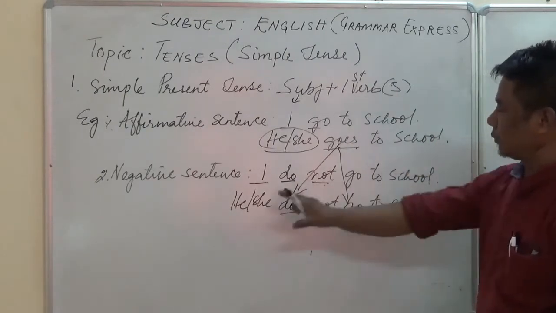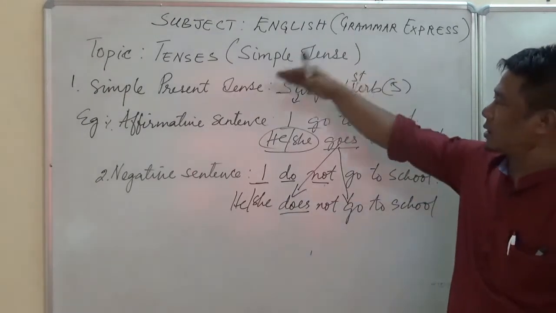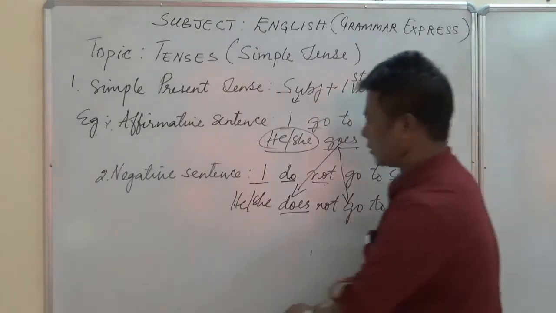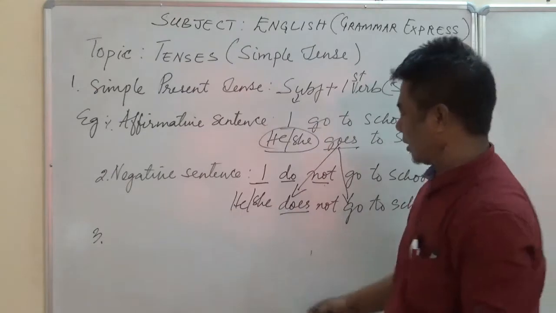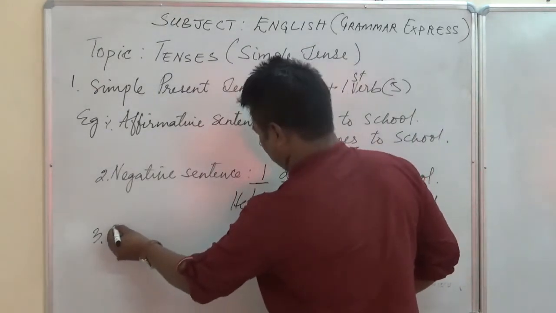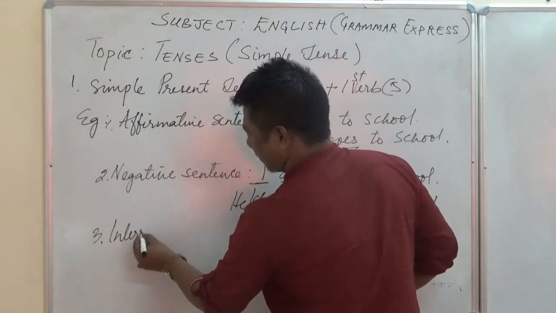Okay, so this is what we call negative sentence in the simple present tense. Now, after negative sentence, we have the third type, the interrogative sentence.